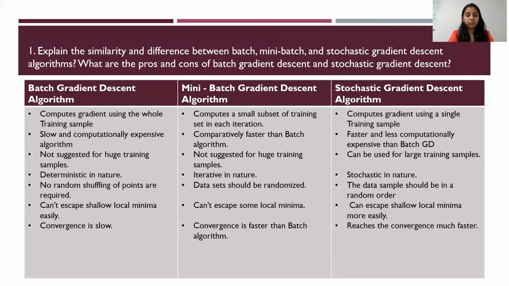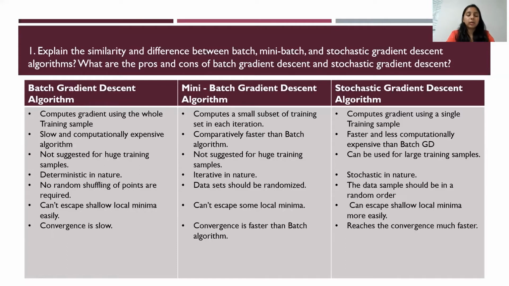The third difference between them is, since the whole training sample is being used for doing the optimization, the batch method is not suggested for huge training samples, whereas the mini batch as well is not very suggested for huge training samples. Stochastic gradient, on the other hand, uses a single training sample for each iteration. So it is recommended for large training samples. Batch gradient descent is deterministic in nature, mini batch is iterative in nature, and stochastic gradient is stochastic in nature.